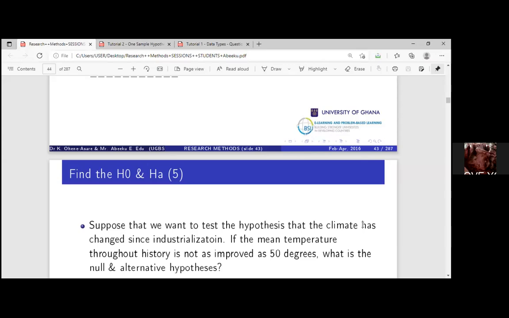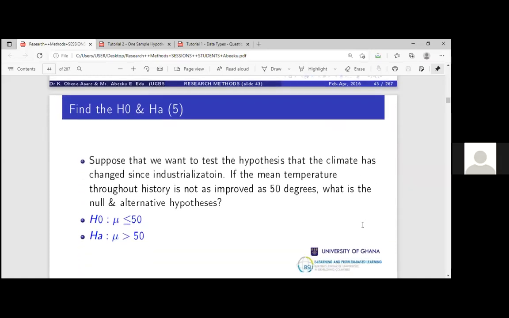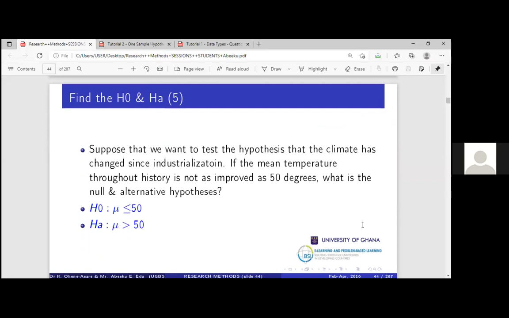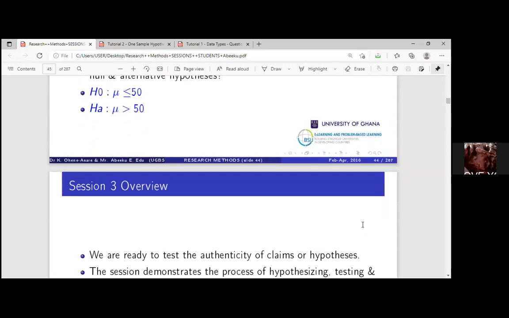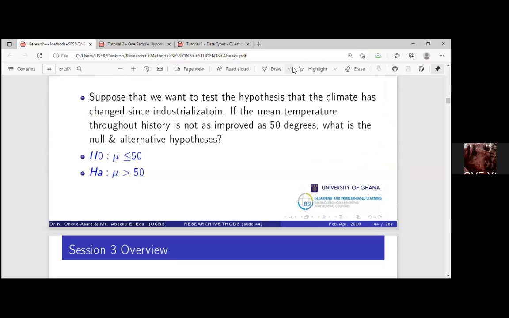So greater than is contained in which hypothesis? Alternate. And what will be the opposite? Less than or equal to. And that will be in the what? The null hypothesis. So that is what you have here. Now let's check some claims from the tutorial set. Okay, let's finish before we go to the claims.